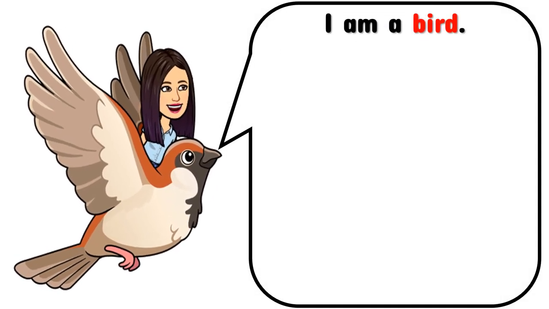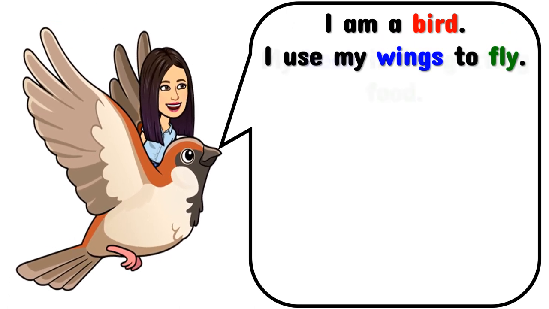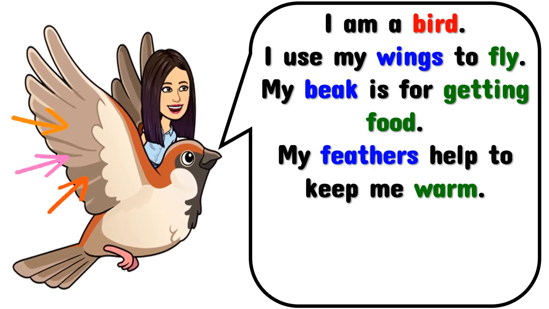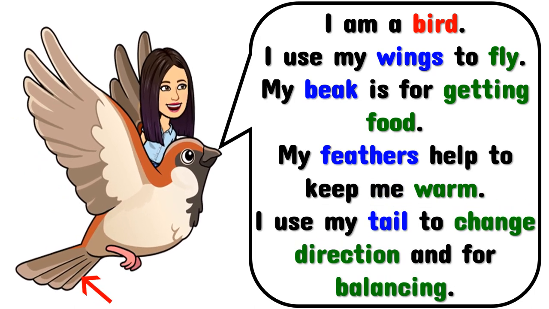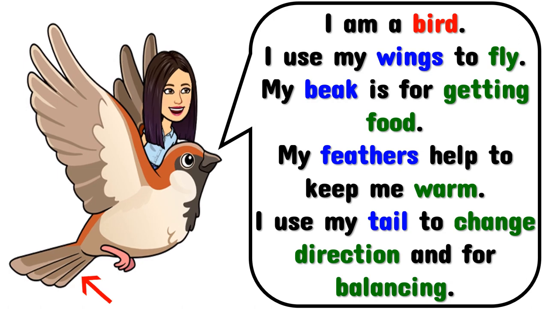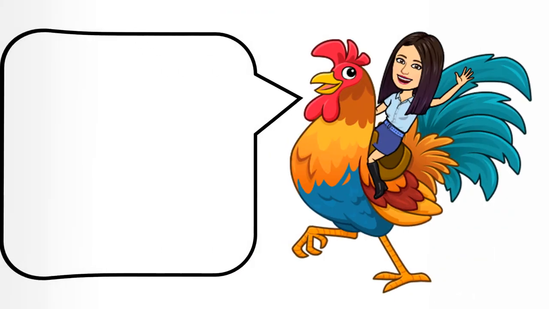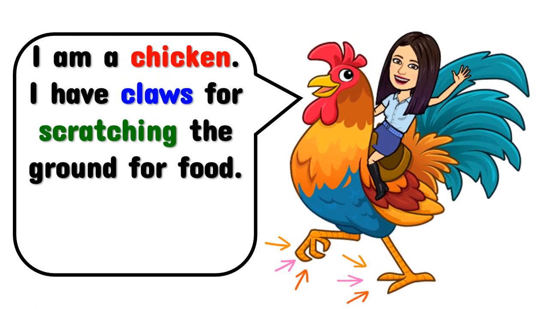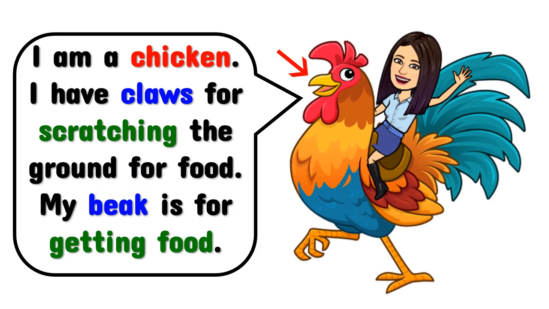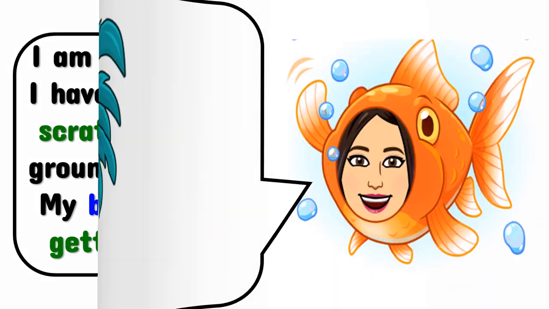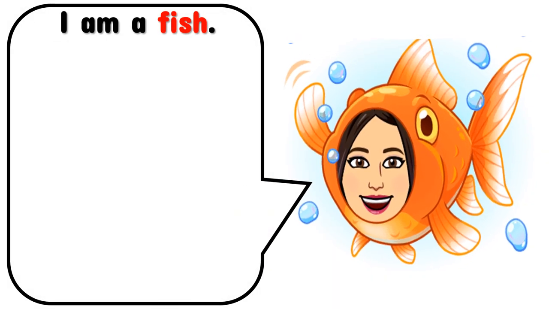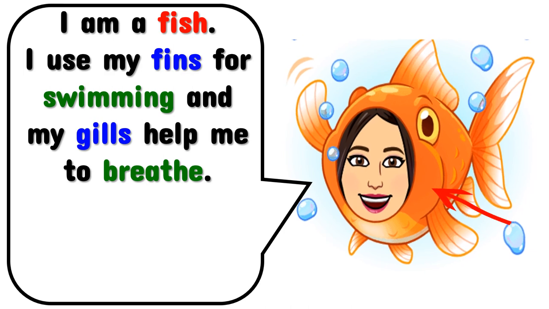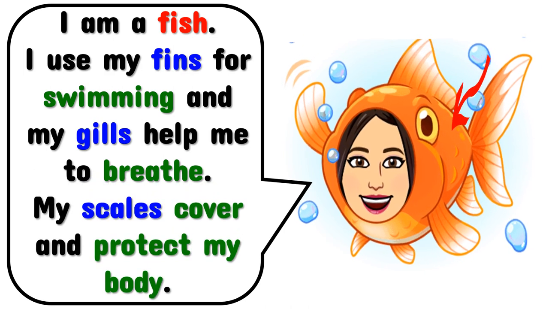I am a bird. I use my wings to fly. My beak is for getting food. My feathers help to keep me warm. I use my tail to change direction and balancing. I am a chicken. I have claws for scratching the ground for food. My beak is for getting food. I am a fish. I use my fins for swimming and my gills help me to breathe. My scales cover and protect my body.